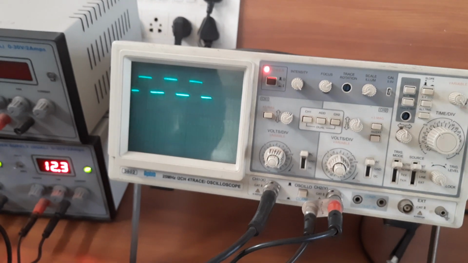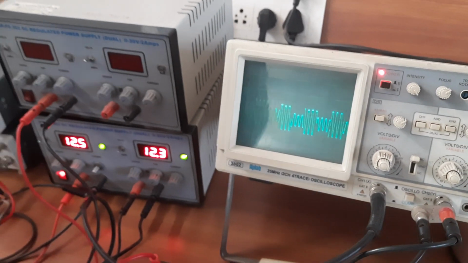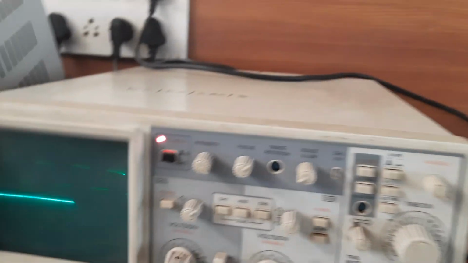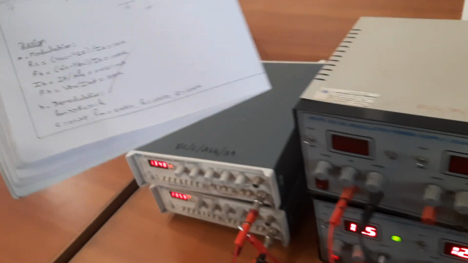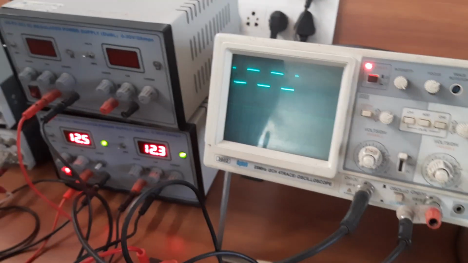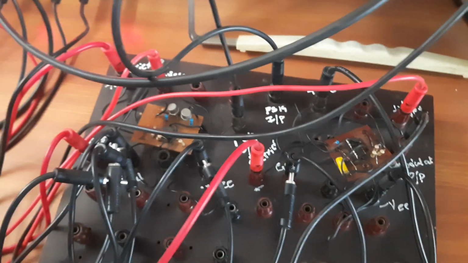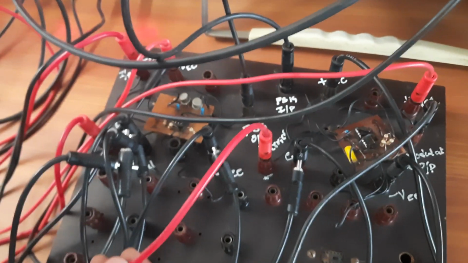Next, the PSK output has to be given as the input to the PSK input of the receiver. The carrier you should reinsert. Which type of detection are you doing? Coherent detection. Whatever carrier you used for transmitting the signal, the same carrier you should reinsert at the receiver.